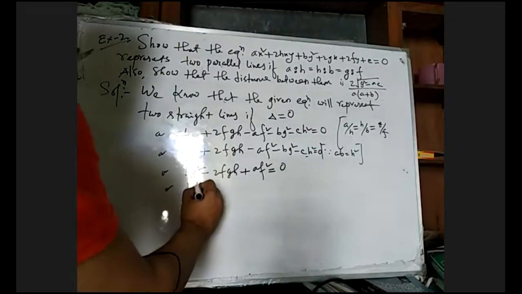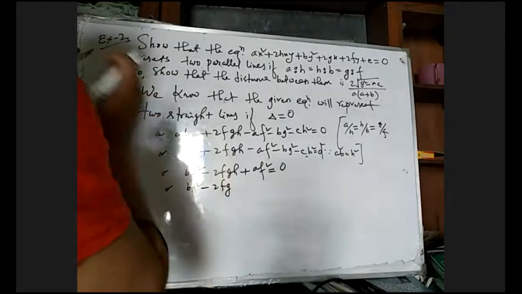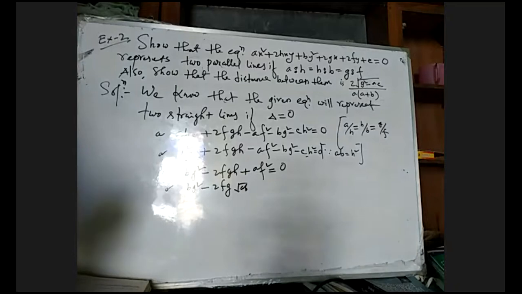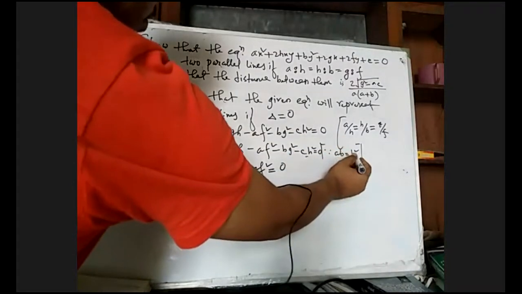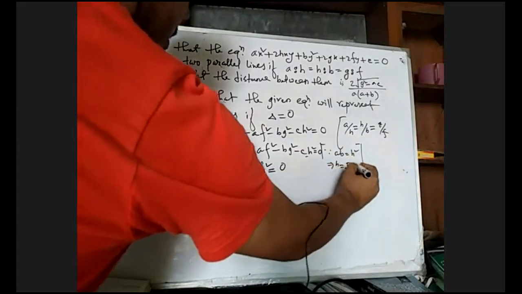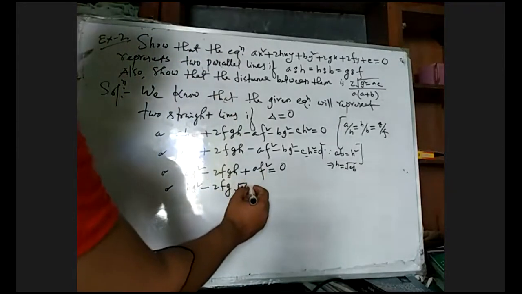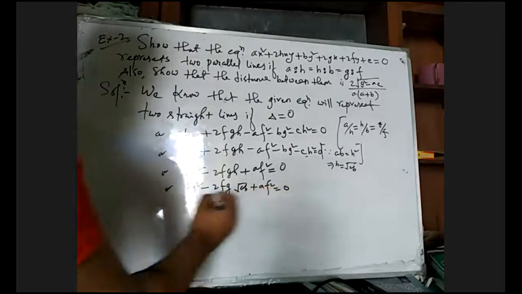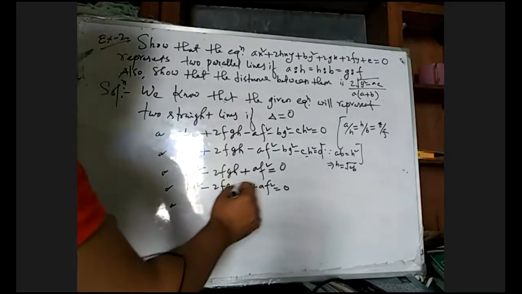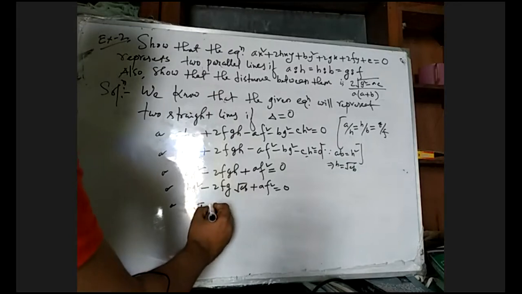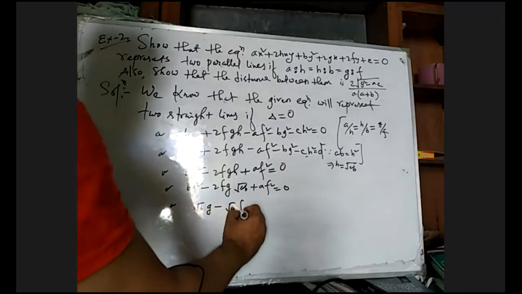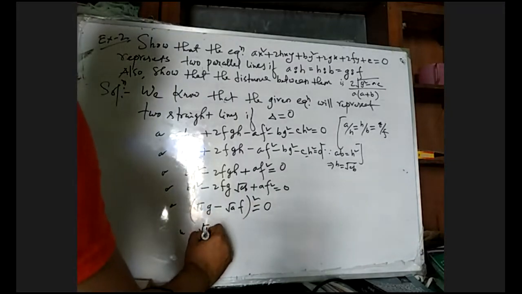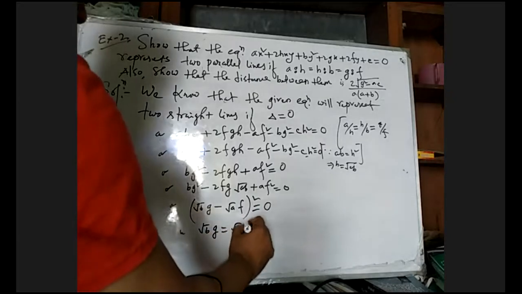So bg squared minus 2fgh, h equals root over ab. From this, h squared equals ab. From here we can write h equals root over ab. So putting h equals root over ab here, plus af squared equals zero, or this can be written as root b g minus root a f whole squared equals zero, or root b g equals root a f.